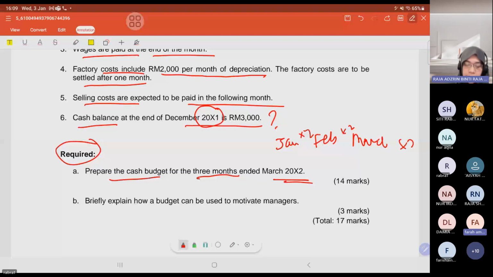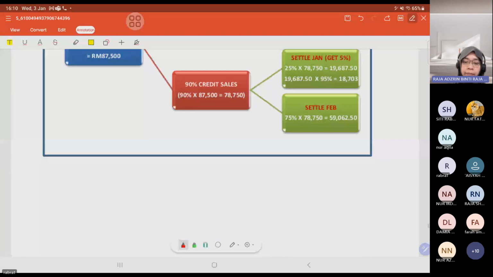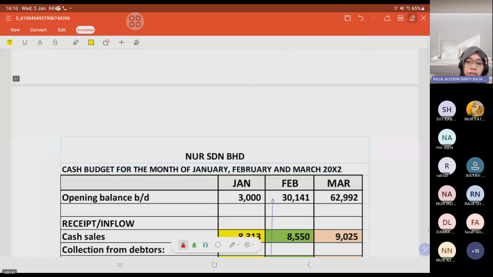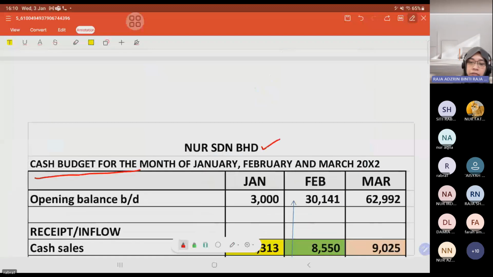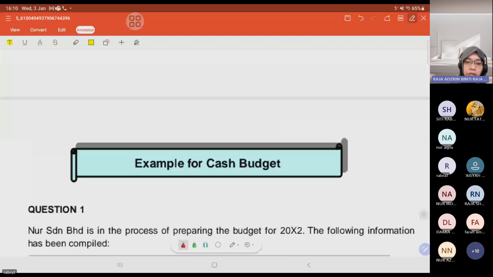Opening balance. Okay, betul. So when you prepare your cash budget, put the name and then put the title for the months of January, February and March. So here you start with the opening balance. Mana nak tahu ni, follow the format that I've given you. Okay, this one is the format, follow the format.